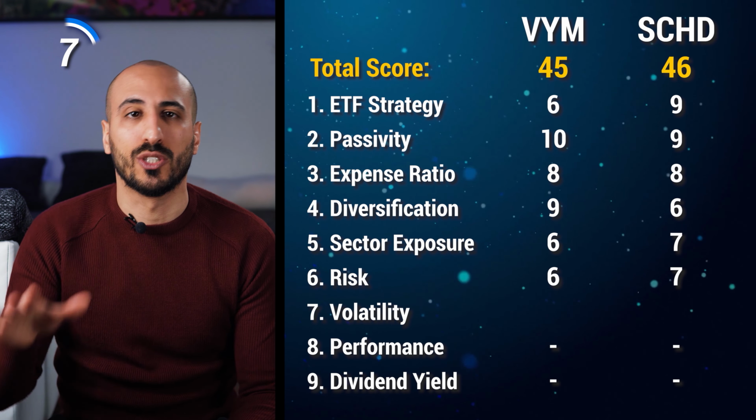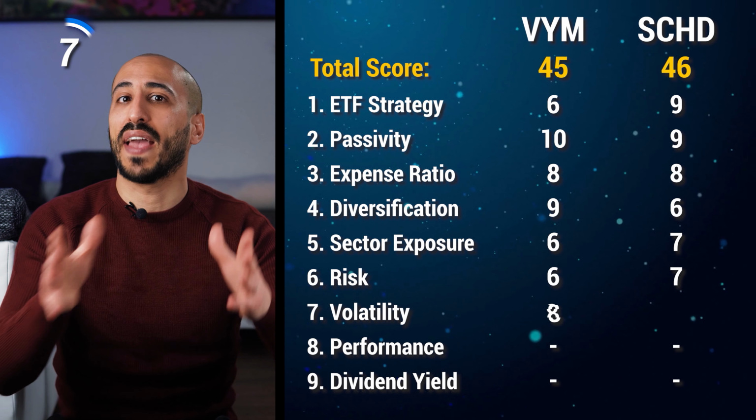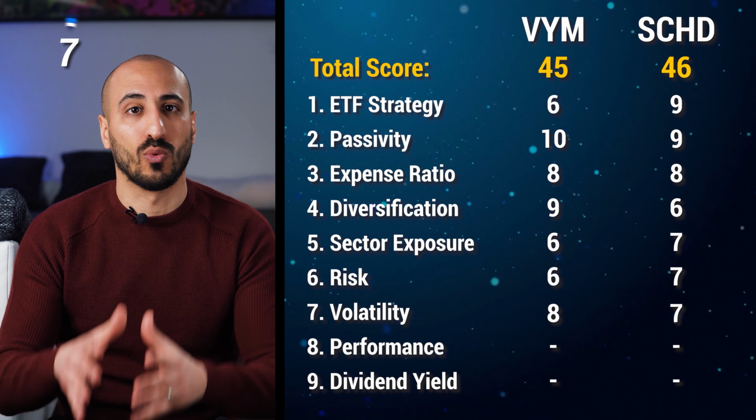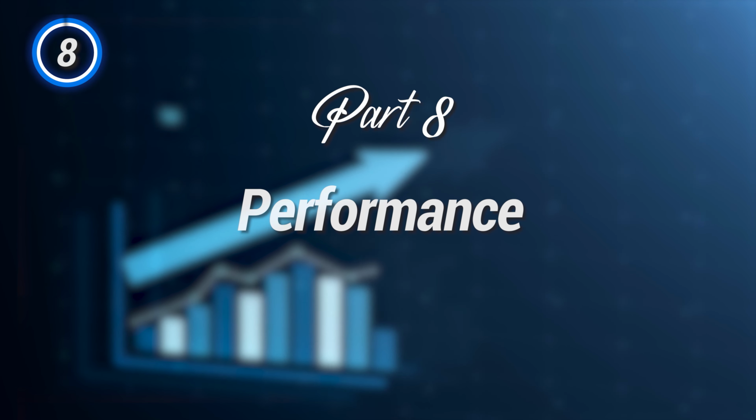Nevertheless, in the last 10 years, the two ETFs were very similar. So I'm going to give 8 points to VYM and 7 points to SCHD, bringing both ETFs to a total value of 53 points. Alright, let's move on now to aspect number 8, which is performance.